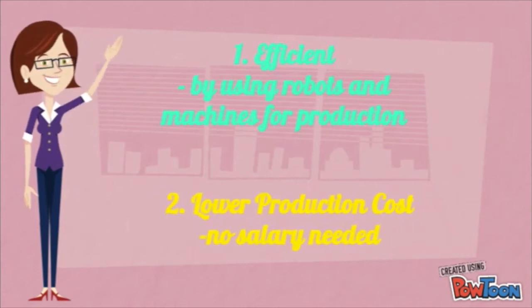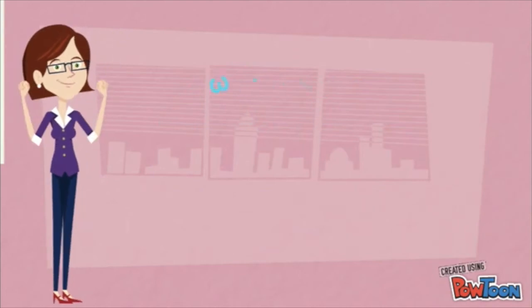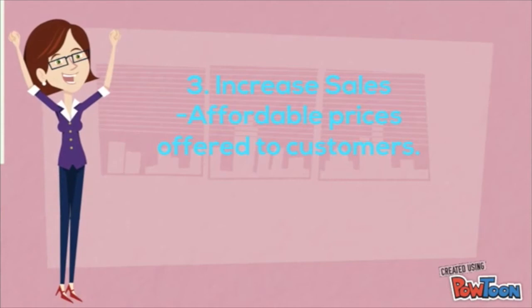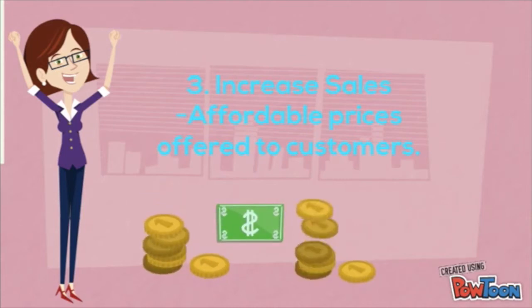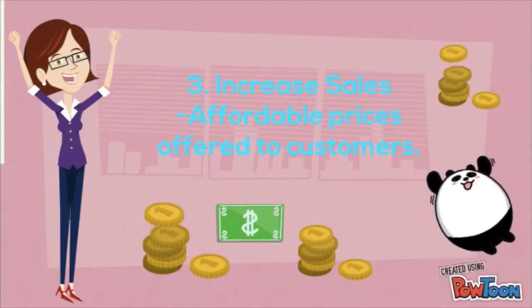Second, lower production cost. If a company makes a capital expenditure decision to use robots or machines for production, it will help the company to save production costs since they don't need to pay wages to the staff anymore. Lastly, increased sales. When a company makes a capital expenditure decision to use robots and machines for production, they can get lower production cost and therefore can sell the products to the customer at an affordable price. Customers will of course be attracted to the affordable price and this will indirectly help to increase the sales of the company.